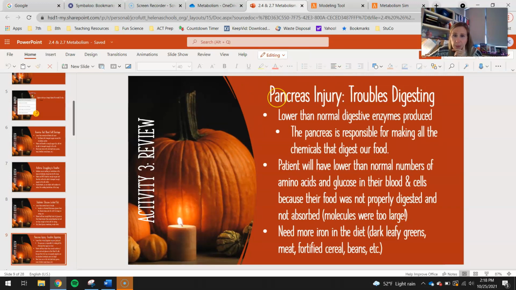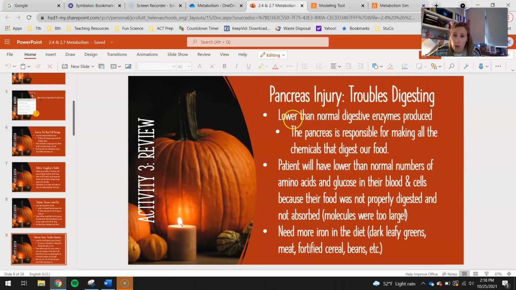Okay, last but not least, we have pancreas injury. So this one's probably the one you guys know the least amount about. This one was called troubles digesting. We consider the pancreas an accessory organ to our digestive system because we don't actually have food pass through our pancreas, but we couldn't digest without our pancreas. Basically, other than insulin, our pancreas produces all the digestive chemicals that we need to break our food down. If we can't digest our food, we can't absorb it into our cells or into our bloodstream because it's going to be too big, and then we can't get it into our cells where we need it. So pancreas injury is a huge one. This one's going to directly affect our digestive system.